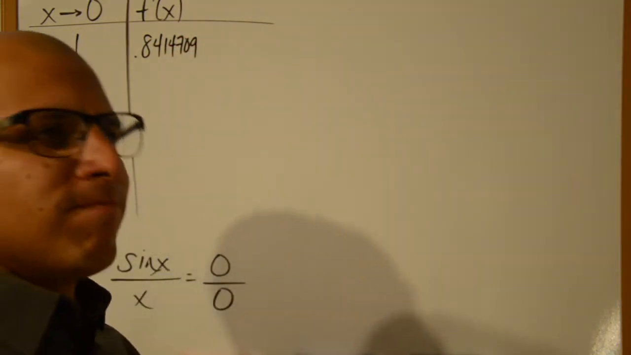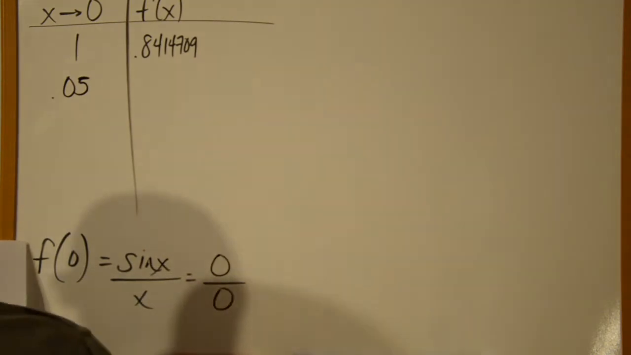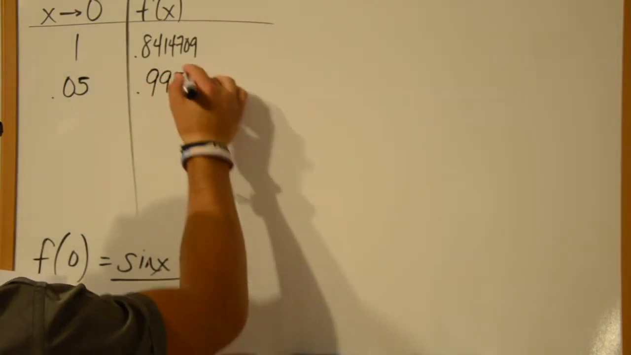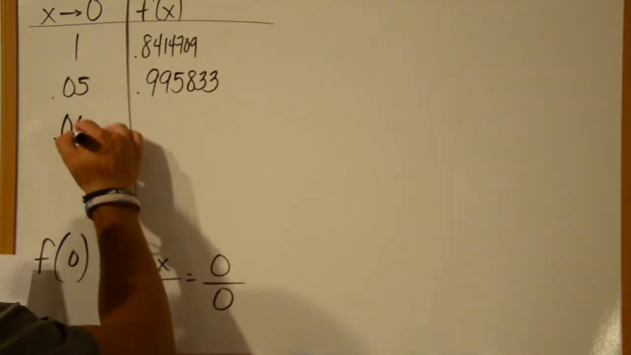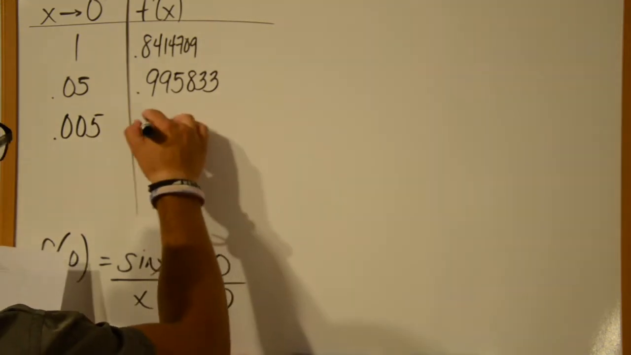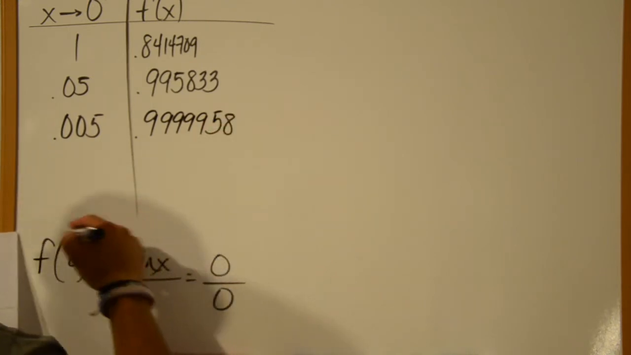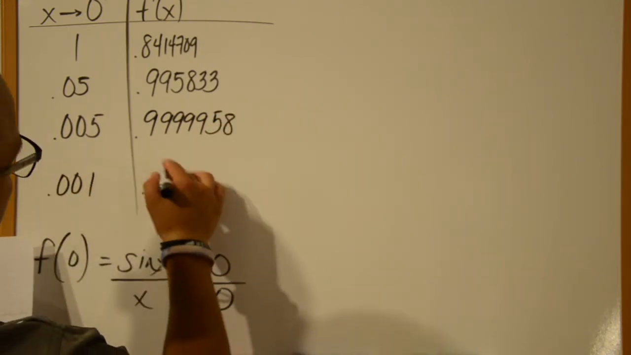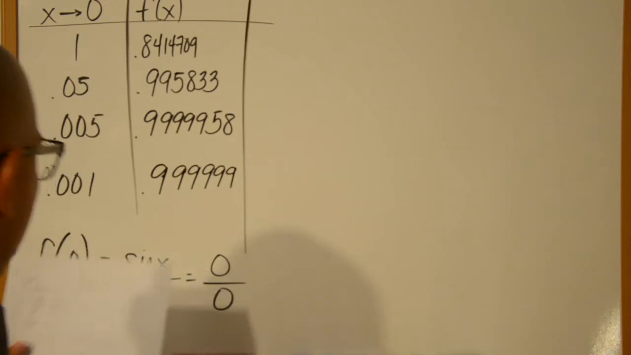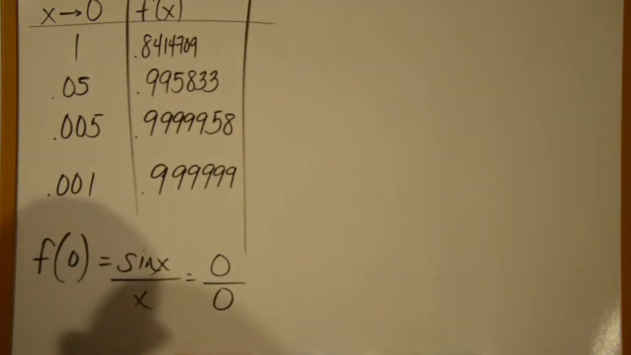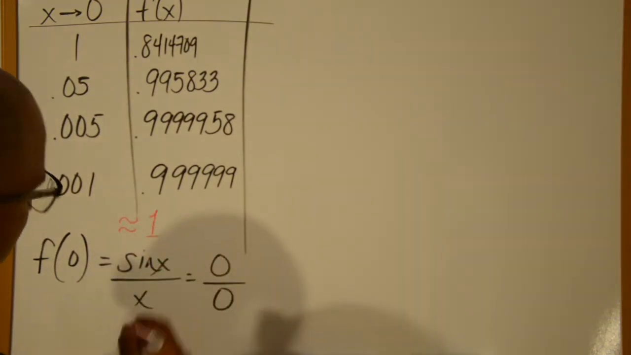But 1 is still far away, so let's get a little closer, 0.05, and we jump to 0.99583, 0.005, and you should notice a trend starting to establish itself, and 0.001 being 0.9999, so on and so forth. So we use a different color here. We can say approximately 1.